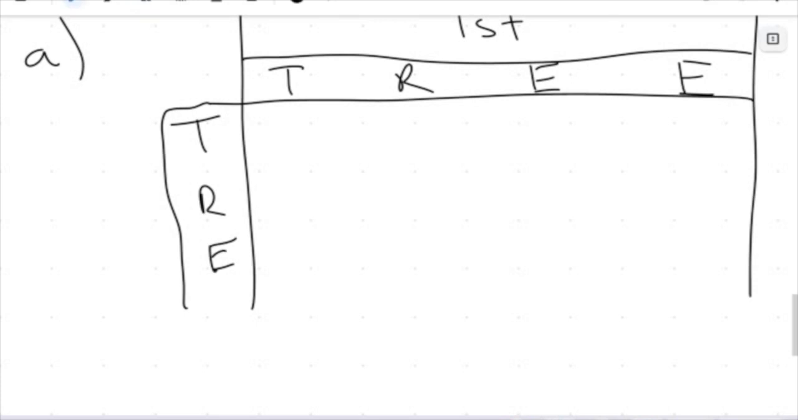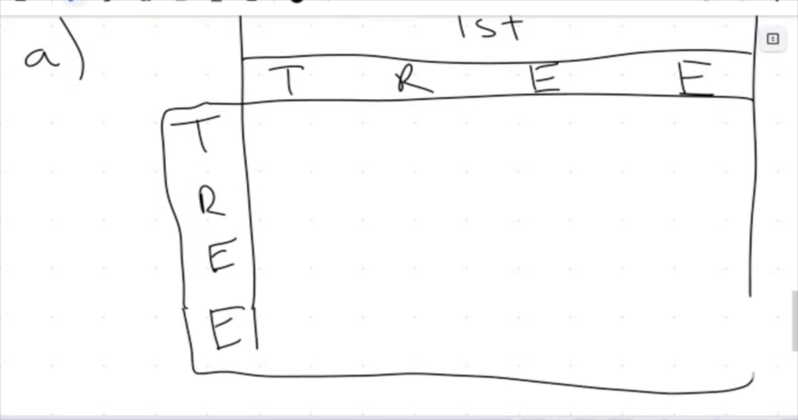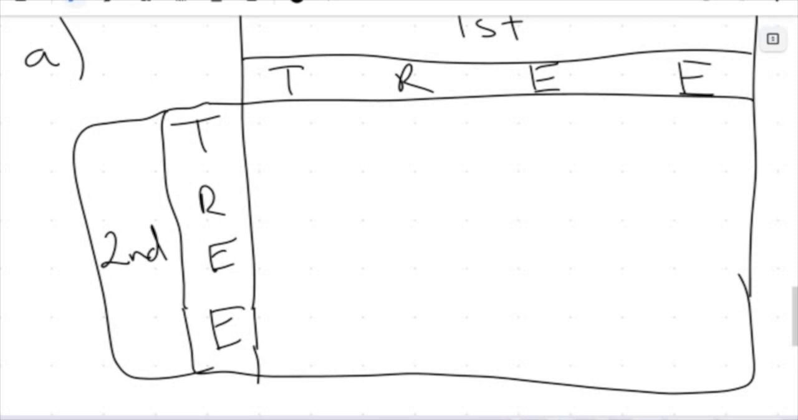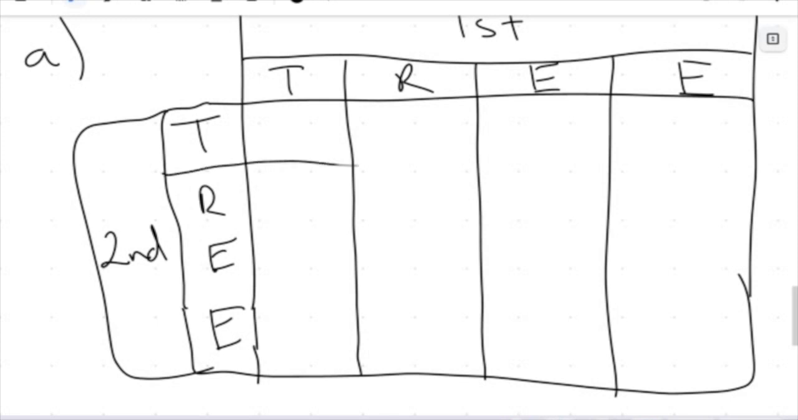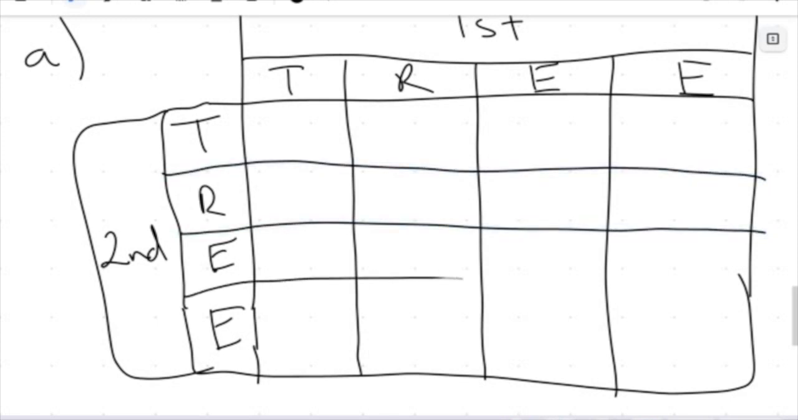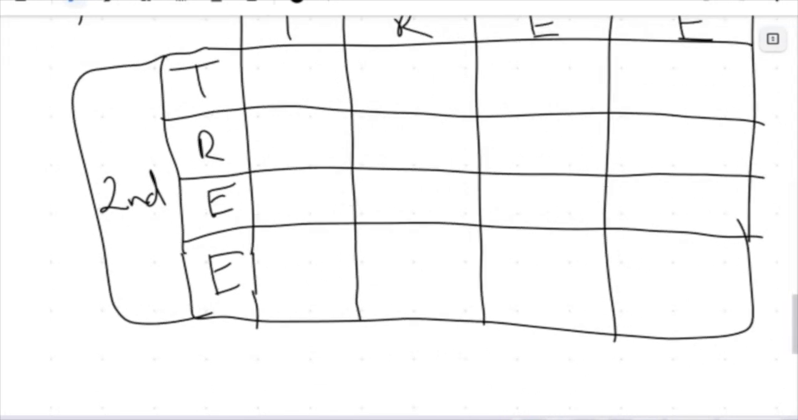Make myself some more space. T, R, E, E. Alright, and this is going to be my second go around. So drawing this array here, now I can be in a really good position to list everything.